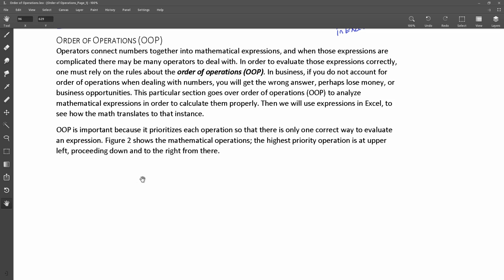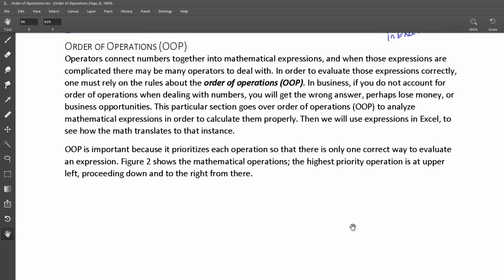So mathematical operators connect numbers together in mathematical expressions. And when those expressions are complicated, there may be more than one operator to deal with. In fact, when they're complicated, there is definitely more than one operator to deal with. In order to evaluate those expressions properly, you have to use order of operations. You have to know the rules about order of operations.